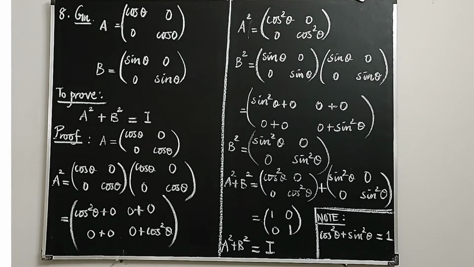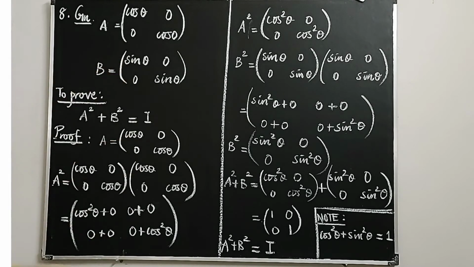But here the matrices are given with trigonometric terms: thetas, cos theta, sin theta. Don't be afraid, children. It's easy to deal with that. And what does I stand for? I stands for unit matrix. That is, unit matrix means it has 1 in the leading diagonal. So what is A? A is cos theta 0, 0 cos theta, and B is equal to, how do you read this?